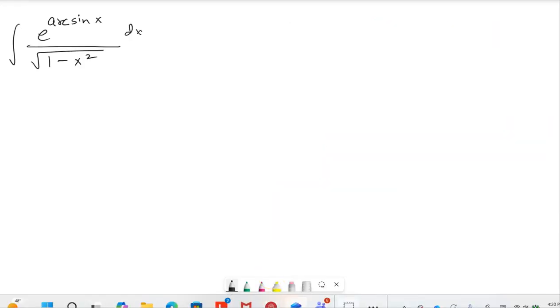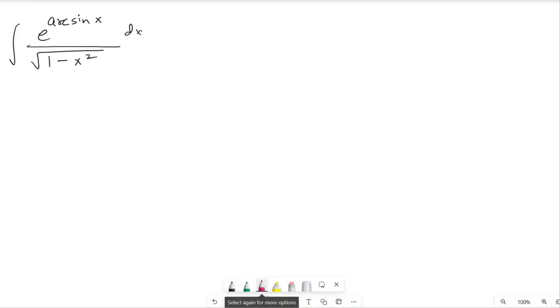Let's practice a different kind of problem. Here we have an exponential function on the top, e to the power arcsine. Arcsine we know is sine inverse. And in the denominator we have the square root of 1 minus x squared. This question looks more complicated unless we make a small substitution.